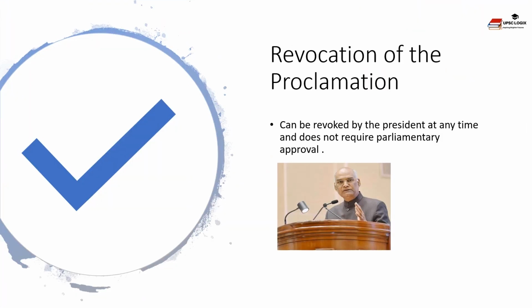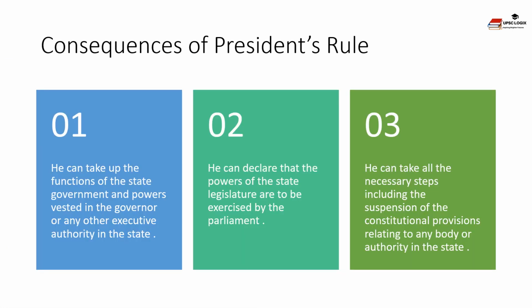Now, a proclamation of president's rule may be revoked by the president at any point of time by a subsequent proclamation, and it doesn't need a parliamentary approval for that. So the president can remove a president's rule from any state at any given point of time. Now, when a president's rule is applied in a state, the president acquires extraordinary powers. And let us have a look at these powers.